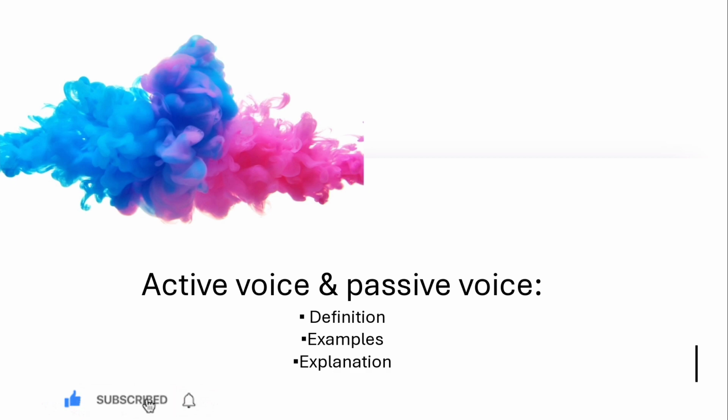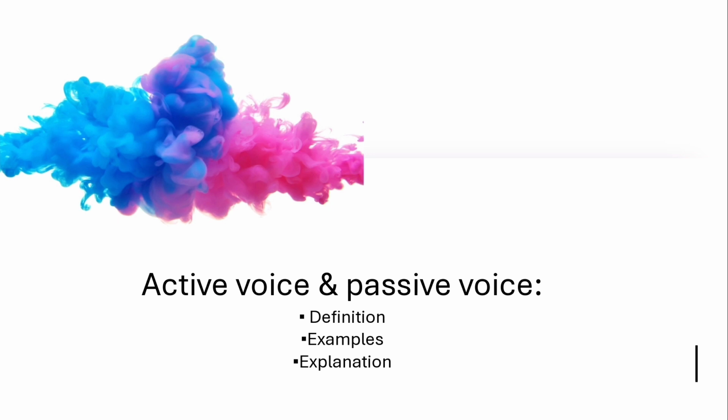We'll be discussing the definitions, examples and a bit of explanation. So let's begin. Active voice is a sentence that includes subject, verb and object. For example, I want an ice cream. So I is the subject and want is the verb. Ice cream would be the object.